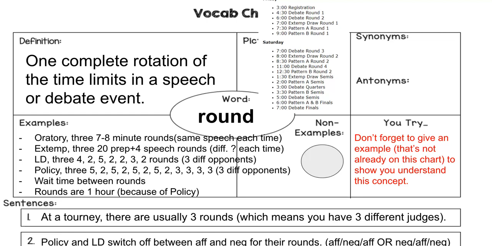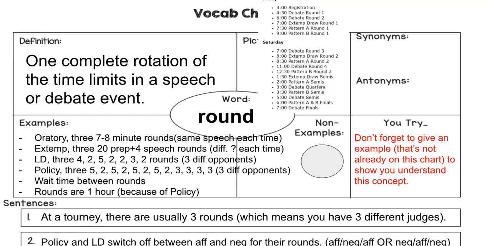And the rounds are scheduled to last 1 hour, and that's because of policy. That total, 5-2, 5-2, 5-2, 5-2, 3-3, 3-3, plus the prep time in policy, all of that equals 46 minutes. Plus there's the time to get there and there's the time to leave. So each round lasts an hour.